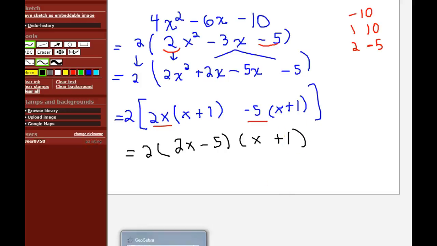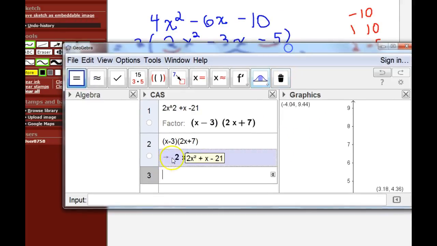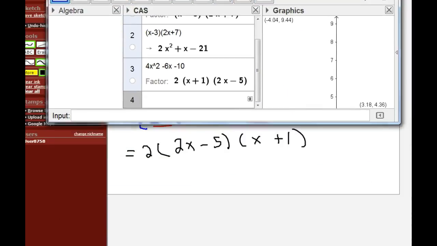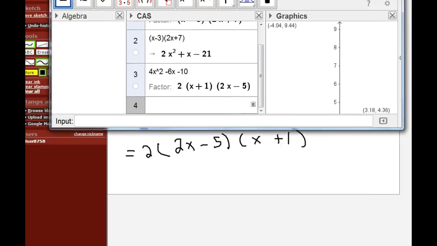Now we're ready for the best part, which is to check our answer. Let's start with our trinomial, 4x squared minus 6x minus 10. And then we're just going to do the factor button. And I got 2x plus 1 and 2x minus 5. Yay, I got it right.